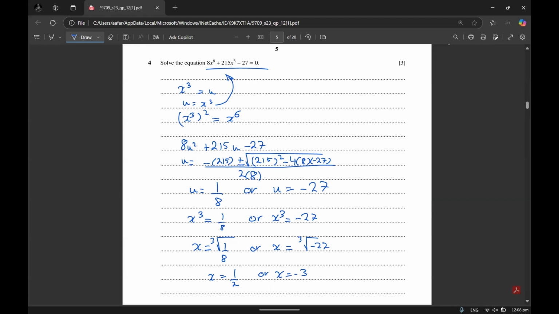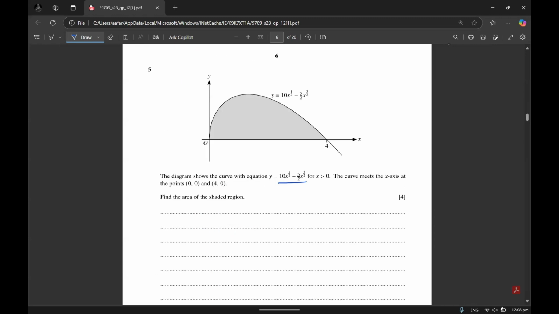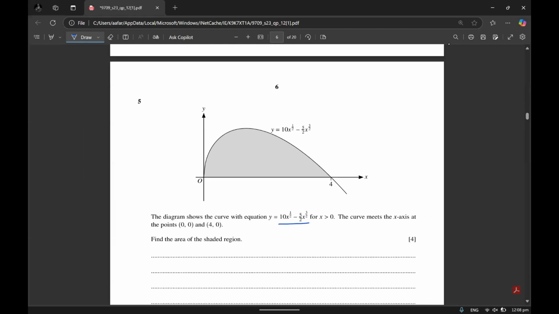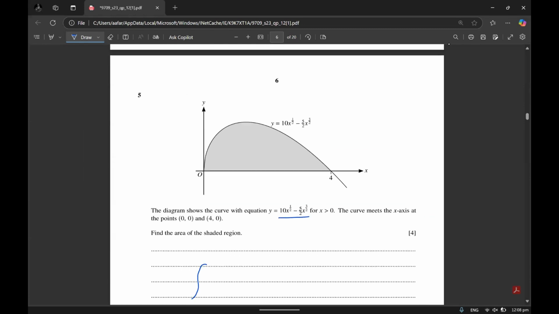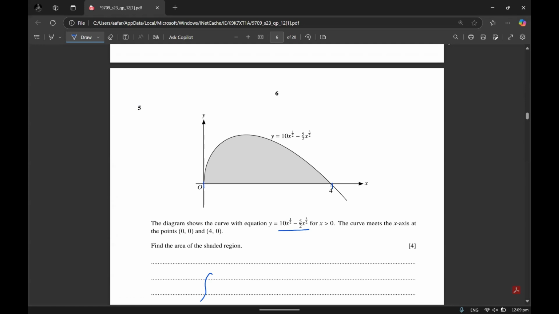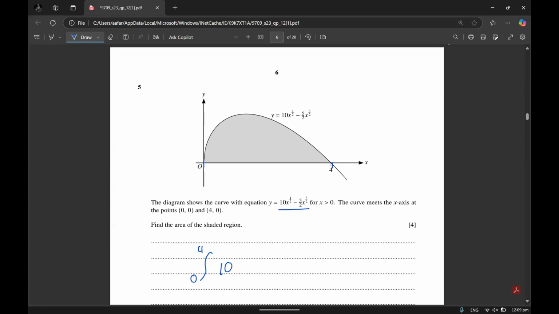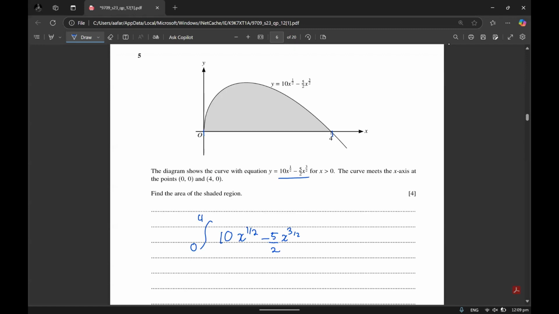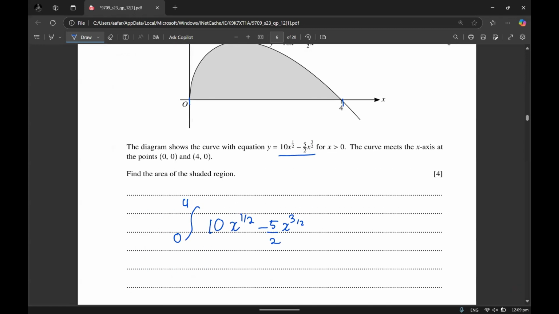Find the area of the shaded region. We just integrate it with the limits, because we need the area under this curve. So the limits will be in x, and it's basically integrated with respect to x. So we'll do from 0 to 4, and then we'll put in the expression. Since this is a definite integral, we won't have any c.